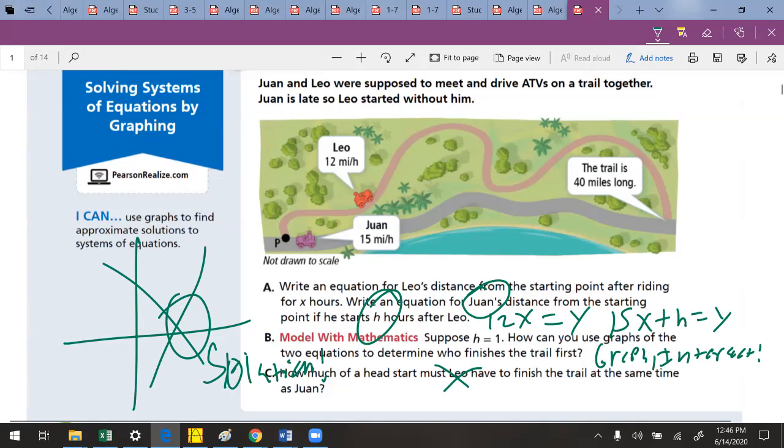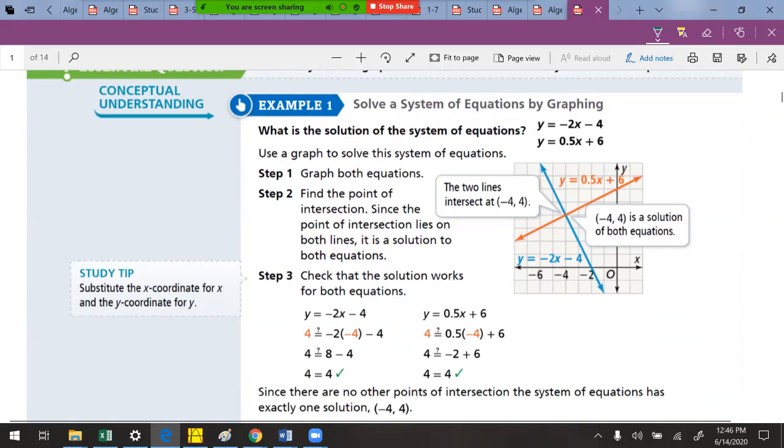Okay? We're going to be talking about how we can find the answers to two or more equations when we graph them. And we're going to work with linear equations. Look at example 1. What's the solution to this system? Well, bing, bang, boom. We graph both equations appropriately. Notice how they cross right there. When x is -4, y is -4.